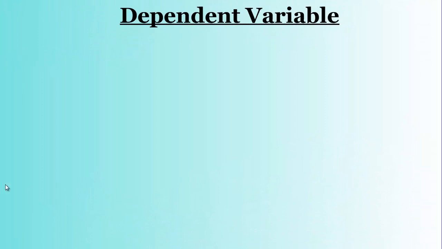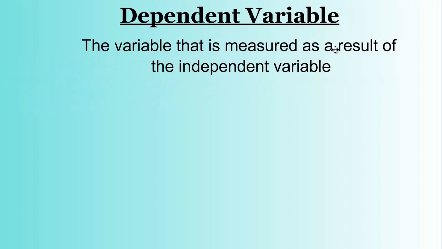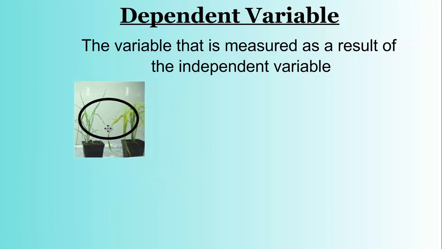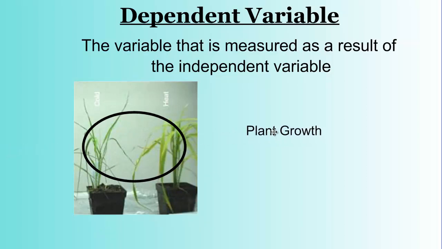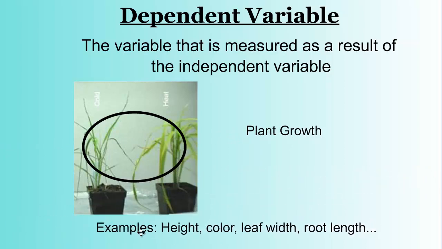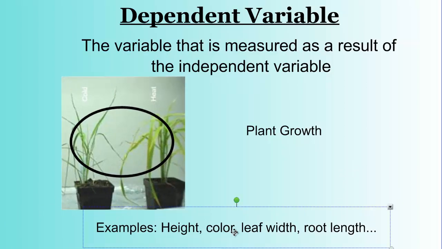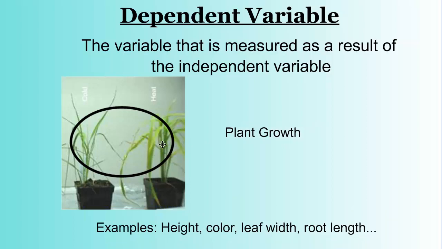The second variable that you need to consider in an experiment is the dependent variable. This is the variable that is measured as a result of what happens or what you do to the independent variable. So looking back at our plants again here, I'll make this a little bit bigger. Now we've circled the part of this experiment that is the dependent variable. You change the temperature as the independent variable, and then you measure the growth in the plants. There are a lot of different ways you could measure the plant growth in this picture. We could look at the height of the plants, the color, the leaf width, the root length. There's many different dependent variables you could measure, but we can clearly see that there has been a change as a result of the independent variable.